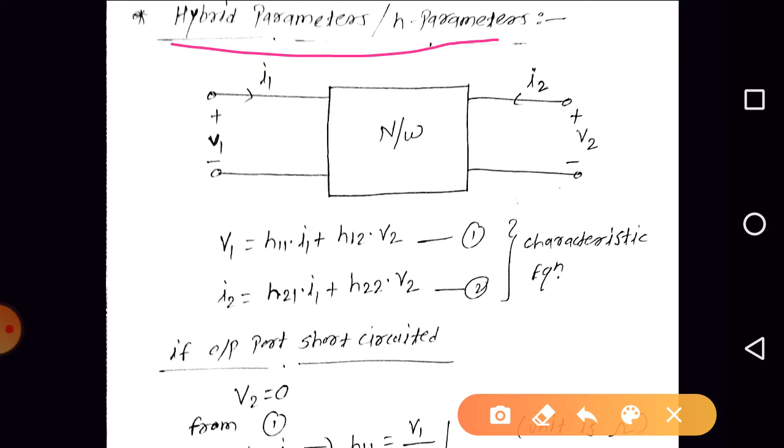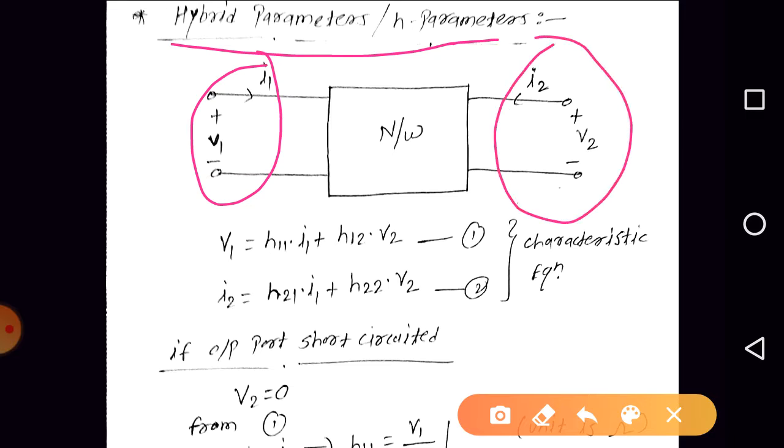We have an input port with variables V1, I1, and an output port with variables V2 and I2. The H parameter gives the expression for V1 and I2 in terms of I1 and V2. The characteristic equations are V1 is equal to H11 I1 plus H12 V2, and I2 is equal to H21 I1 plus H22 V2. These 2 are the characteristic equations of the H parameters.